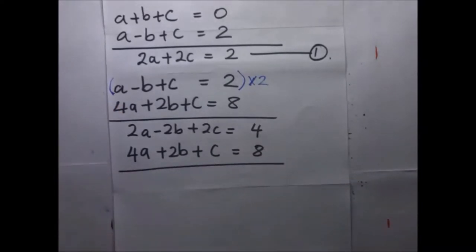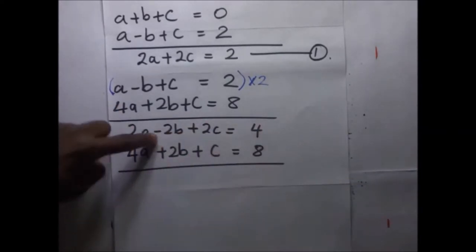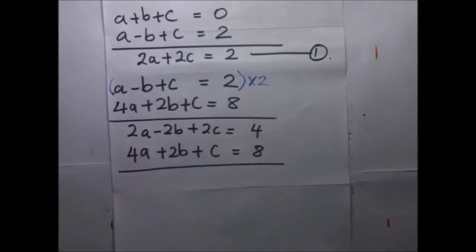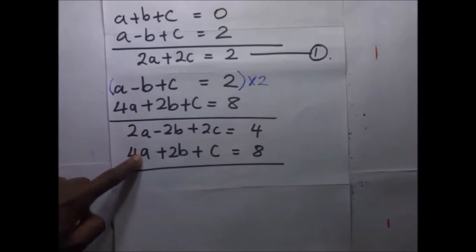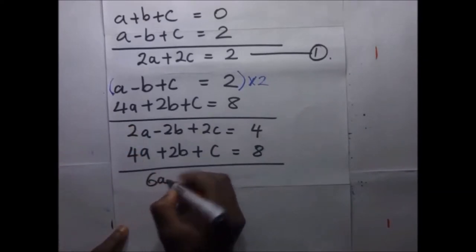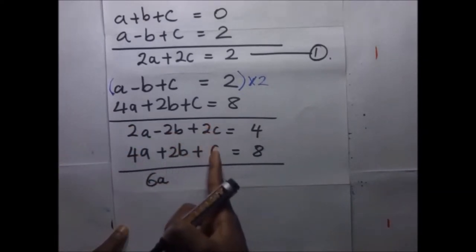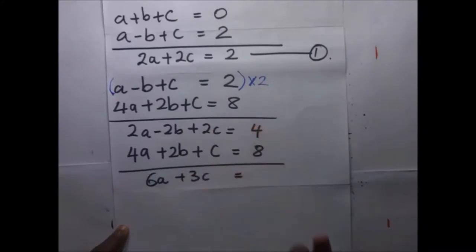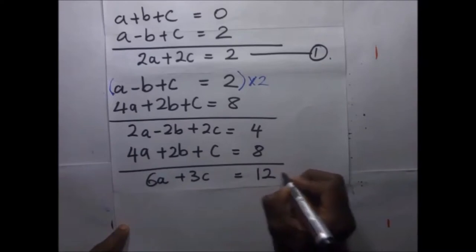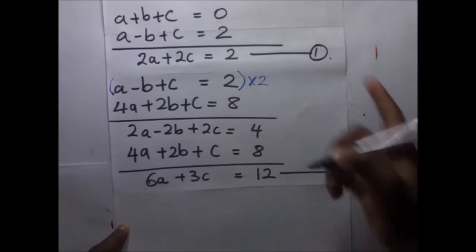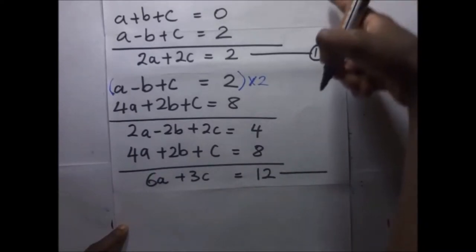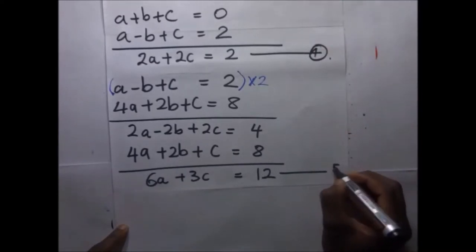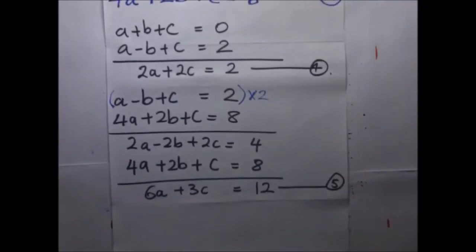So now we can just add this equation and that equation, because when we add negative 2B plus 2B, it will be 0. So 2A plus 4A is going to be 6A plus 0. 2C plus C is 3C. So it's plus 3C. It's going to give us 8 plus 4, 12. So that's our other equation. Let's call the earlier one equation 4. We call this equation 5. These are our two found equations.